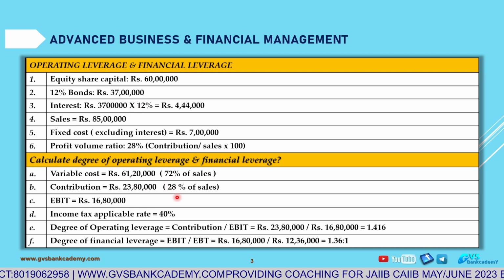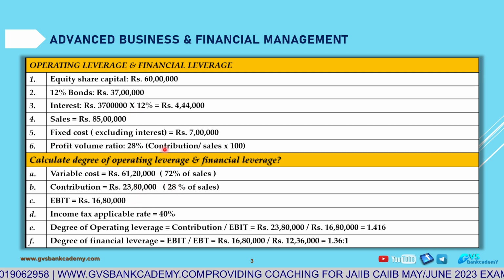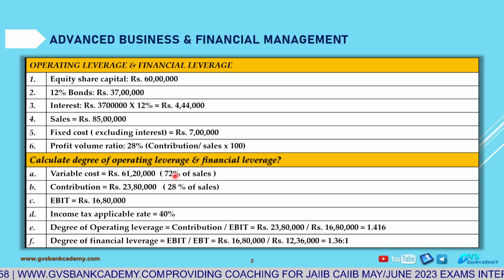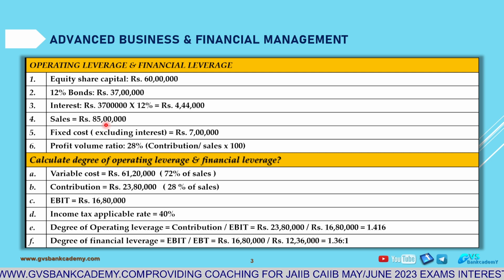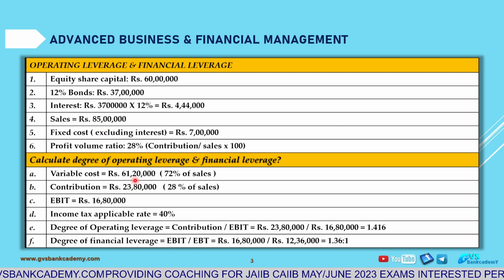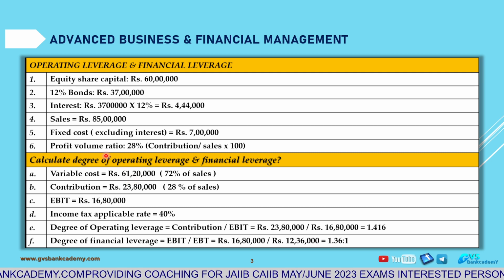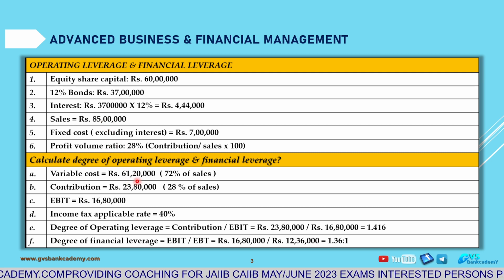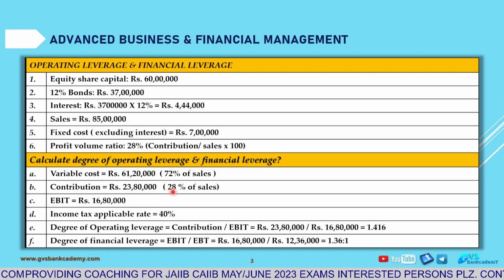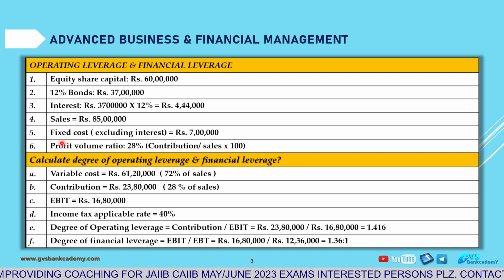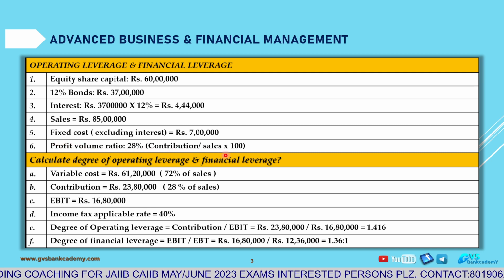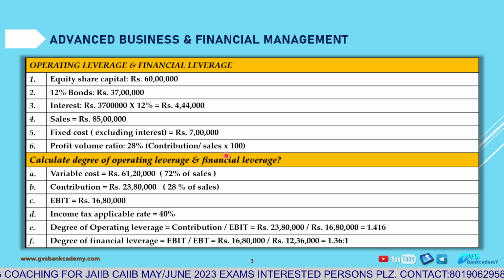So 72%. PV ratio of 28% means variable cost is equivalent to 72%. That is 85 lakhs into 72%, so 61 lakh 20,000 is the variable cost. 85 lakhs minus 61 lakh 20,000 gives contribution of 23 lakh 80,000, which is equivalent to 28% of sales. That is the PV ratio. The PV ratio formula is contribution by sales into 100; you have to remember it by heart.